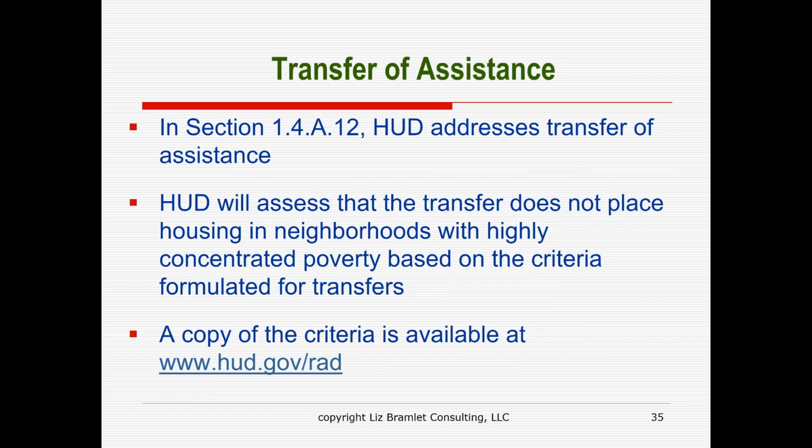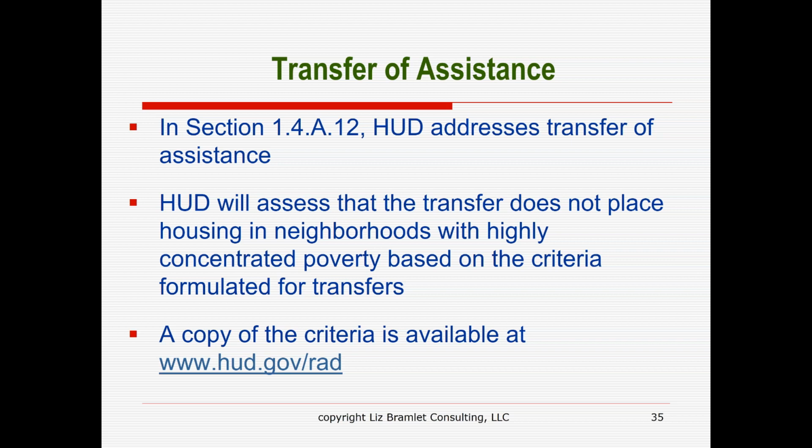In 14.A12, HUD addresses transfer of assistance. HUD will assess that the transfer does not place housing in neighborhoods with highly concentrated poverty, based on the criteria formulated for transfers. So there's a lot of information in the RAD notice about the criteria HUD uses when they look at a neighborhood to see, is it a neighborhood where you already have concentrated poverty? And is this a neighborhood where we want to transfer assistance from an existing public housing project to a separate project as part of a RAD conversion?